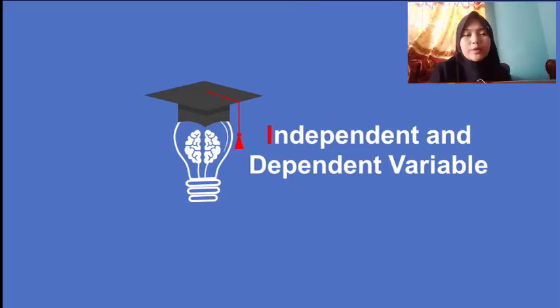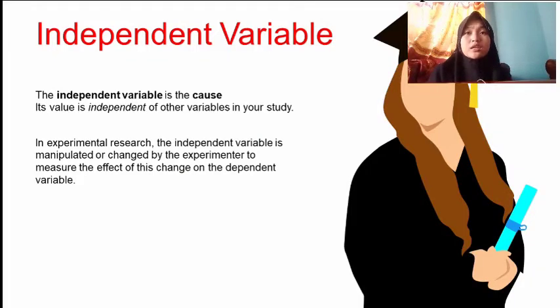There are two kinds of variables: independent and dependent variables. The first one, the independent variable, is also called the cause, and the dependent variable is the effect. The independent variable's value is not dependent toward other variables in the study. In an experimental research, the independent variable is manipulated or changed by the experimenter to measure the effect of these changes on the dependent variable.